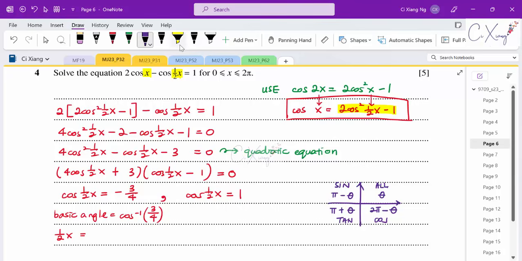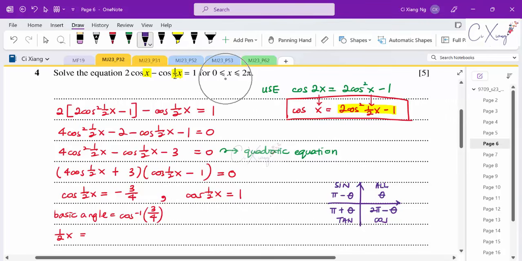Okay, then now, I'm looking for half x here. So how many quadrants should I go through? Okay, if I want to go through all the quadrants, I should refer back to the request in the question here, x is between 0 until 2 pi. If I'm looking for the answer for half x, it should be from 0 until pi only. So that means I should go through the first two quadrants for the value of half x.